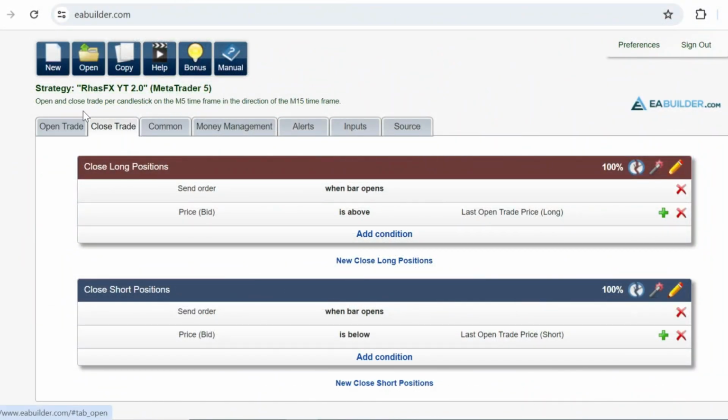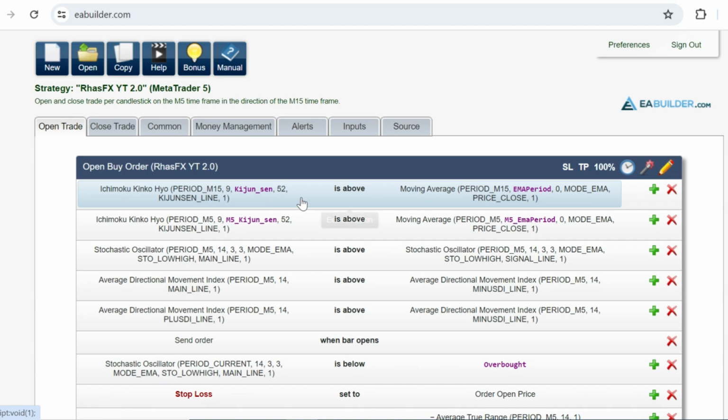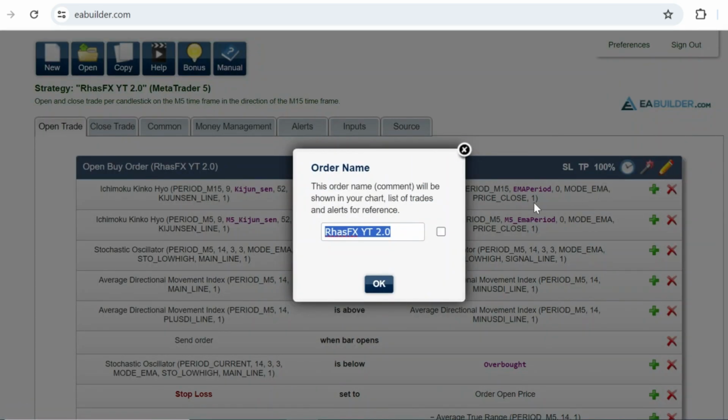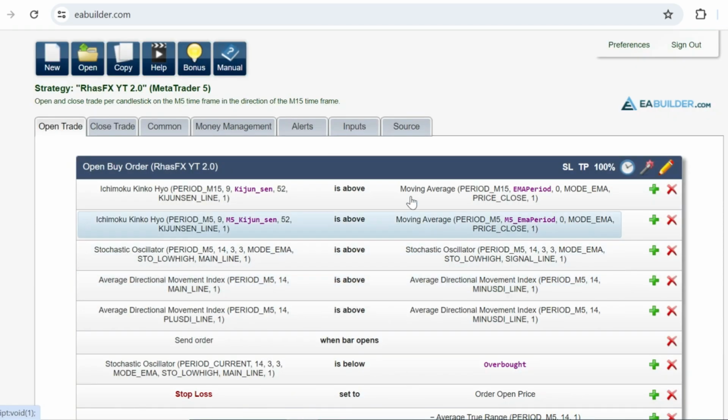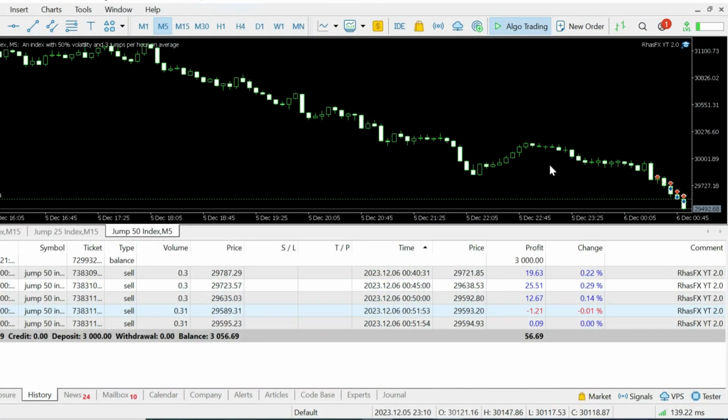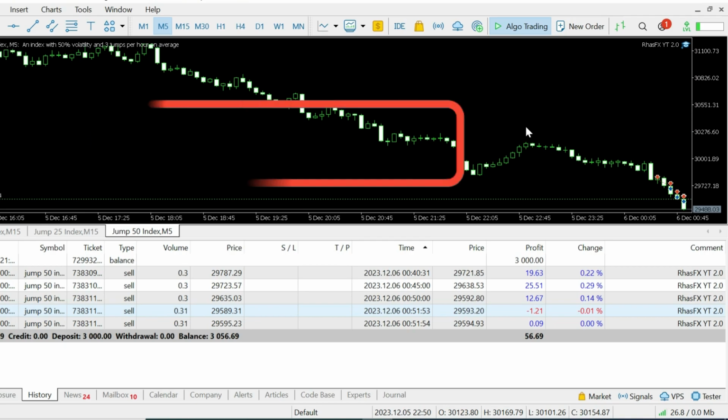Also, if you want to add a comment to your robot, all you need to do is add it here by clicking the pencil icon. The pencil icon on the page where you have the open conditions will add comments to trades that are actively running. However, the pencil icon on the page for close conditions will add comments to trades that were closed by the expert advisor. Be sure to mess around with the settings and see which combination works on which trading asset on a demo account before opting to use it on a live account.